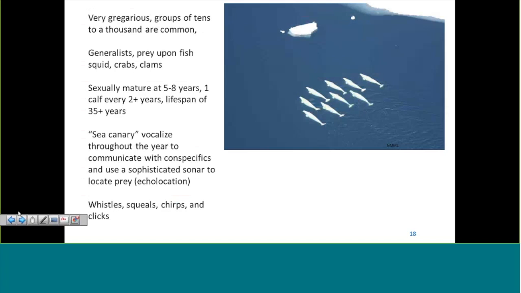Beluga are very gregarious. It's not uncommon to see them in groups of thousands. They're generalists. They prey on fish, squid, crabs, clams, but in the Arctic they tend to prey primarily on Arctic cod. They generate sound with their nasal system, and in addition to using sound to communicate, beluga and other toothed whales rely on echolocation to find prey.